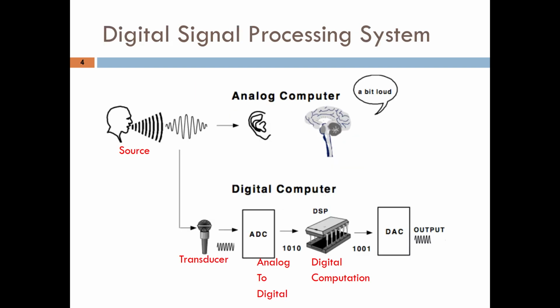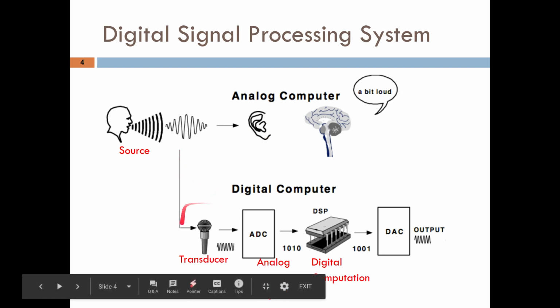Let's look at certain processing systems. Now this here constitutes an analog processing system. So there's a source, our ear perceives the speech signal and our brain processes it, and the process is completely analog.